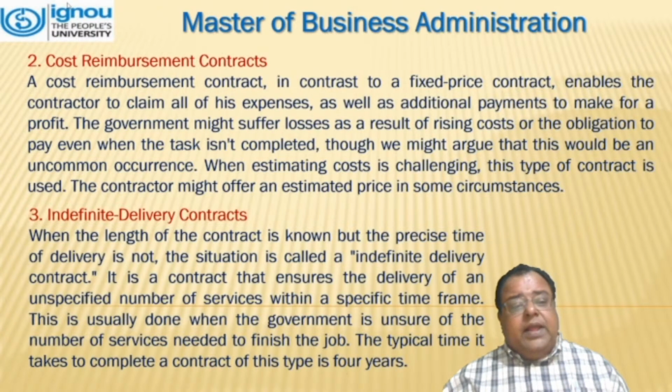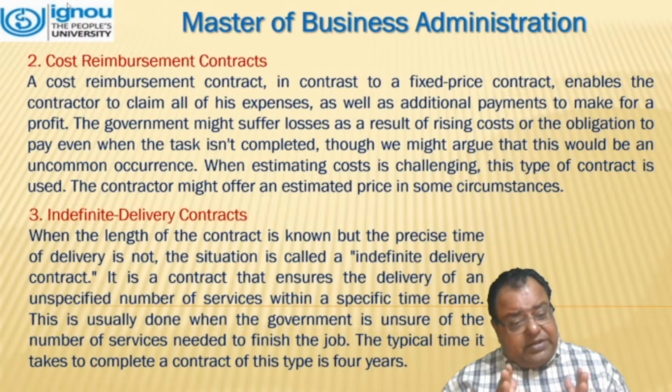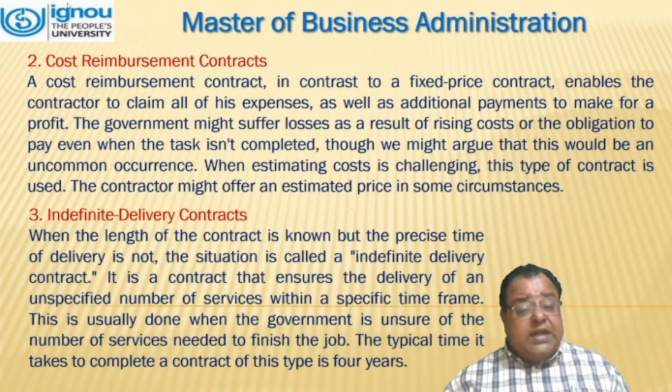Third case is indefinite delivery contracts. When the length of the contract is known, but the precise time of delivery is not, the situation is called an indefinite delivery contract. It is a contract that ensures the delivery of an unspecified number of services within a specific time frame. This is usually done when the government is unsure of the number of services needed to finish the job. The typical time it takes to complete a contract of this type is 4 years.